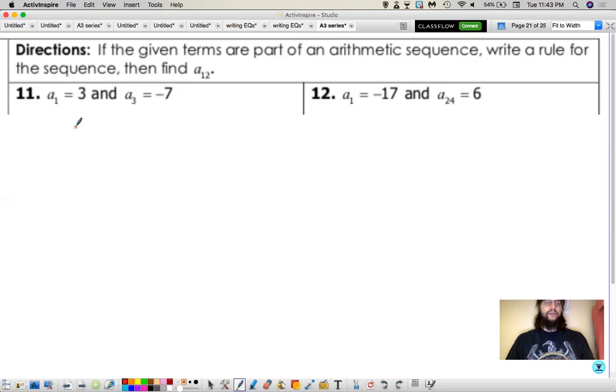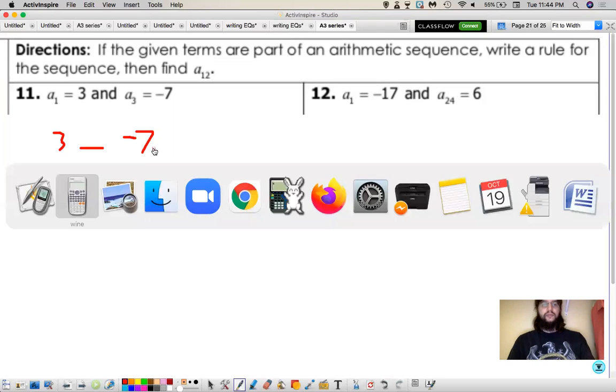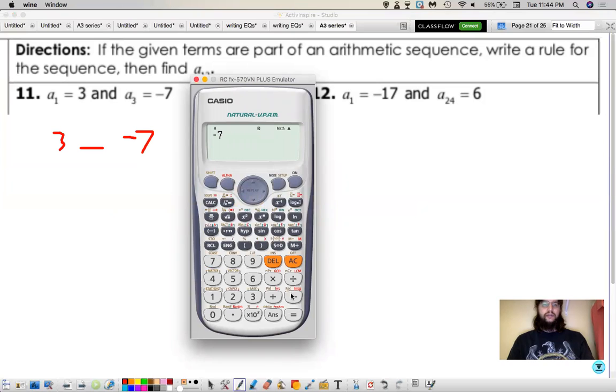I start at 3, and I have 3, something, something, negative 7. So if I fill in the blanks here, we've got to add or subtract the same thing every time, right? So I've got to go down a total of 10, right? Let's see, -7 minus 3 is -10. So I should be going down 5 each time, because I've got 2 blanks to fill in. Divided by 2 should be -5.